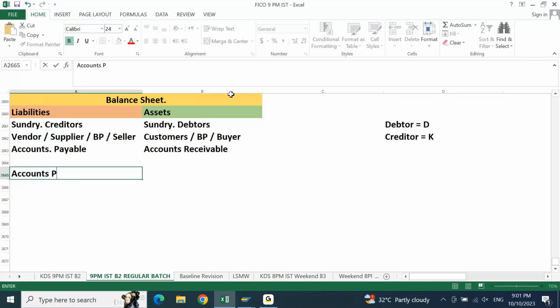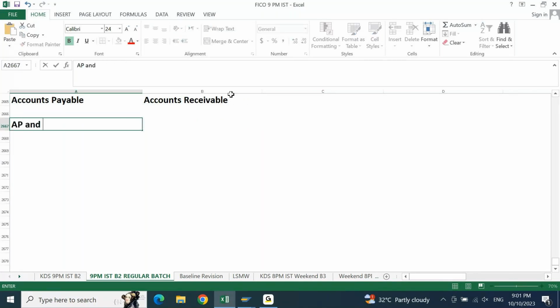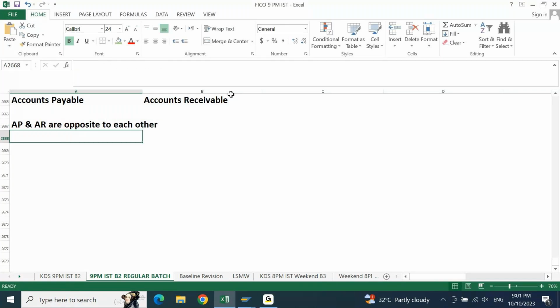Next point we need to understand: first we will talk about accounts payable, and then I will talk about accounts receivable. So one point, AP and AR are opposite to each other.